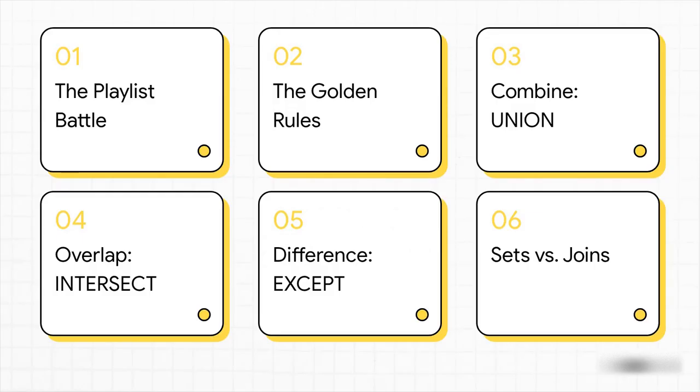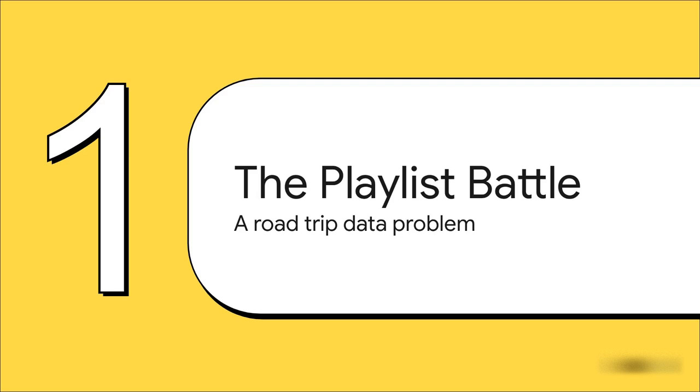So, here's what we've got on deck. We'll kick things off with the playlist battle. Then we'll cover 2 golden rules you absolutely need to know. After that, we're diving straight into the operators: union, intersect, and except. And to wrap it all up, we'll talk about why you might use these instead of joins. Let's get into it.